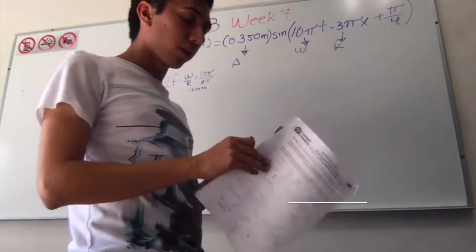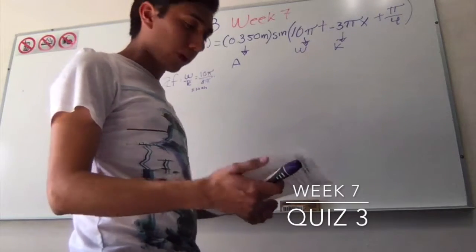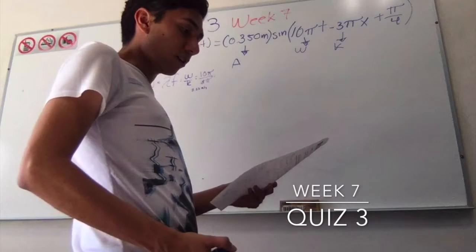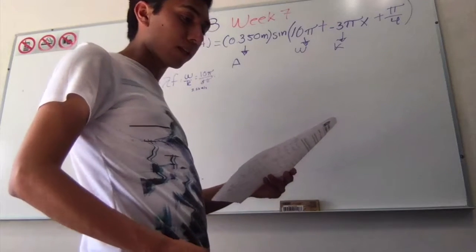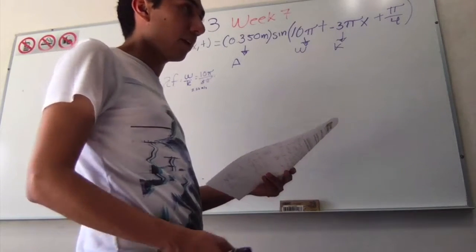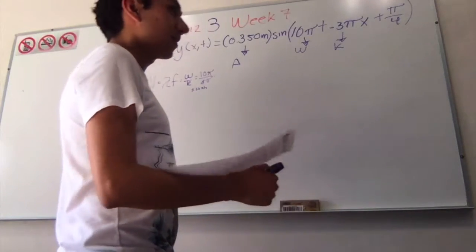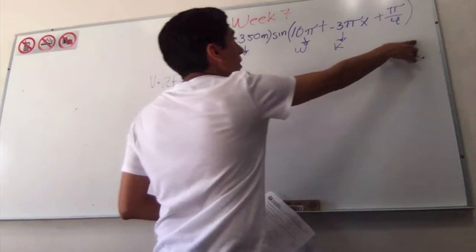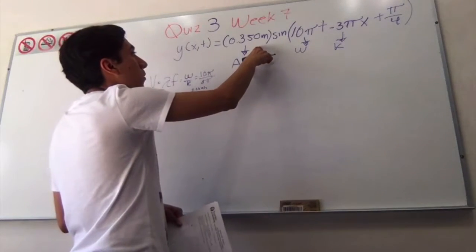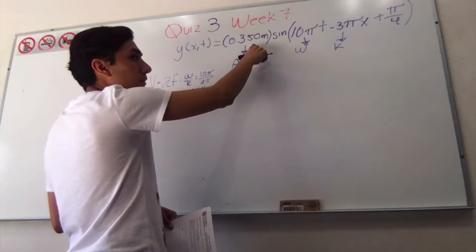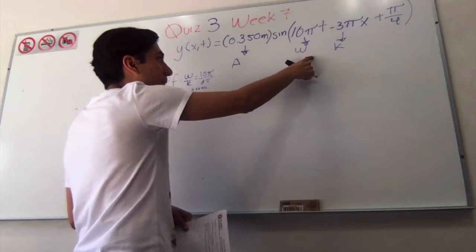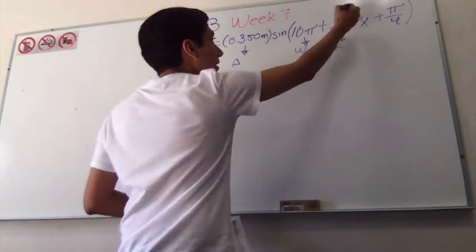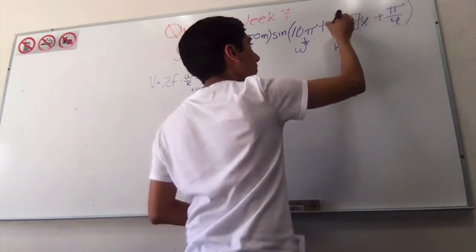Okay, so for quiz 3 of week 7, we have to determine the average rate at which the energy is transmitted along the string if the linear mass density is 75 grams per meter. Okay, so we have our function where we know that the amplitude is equal to 0.350 meters, omega is 10 pi, and k is equal to 3 pi.